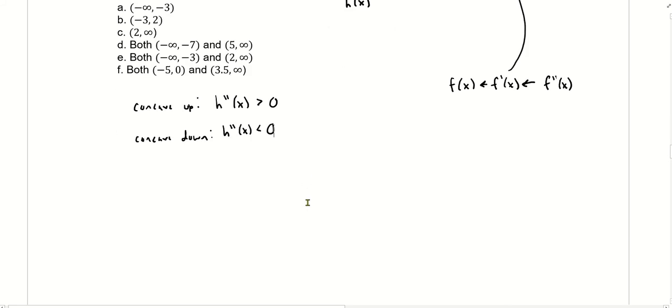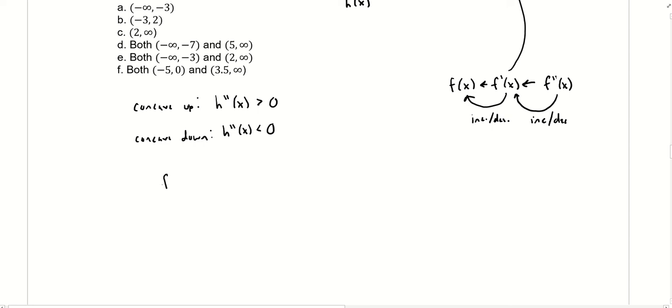So just like we can use the first derivative to describe if the function is increasing or decreasing, we can use the second derivative to describe where the first derivative is increasing or decreasing. And the way that we do that is exactly the same way we determine where a function is increasing or decreasing from its first derivative.